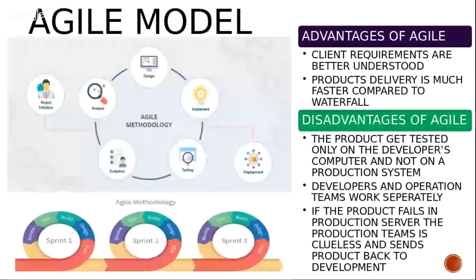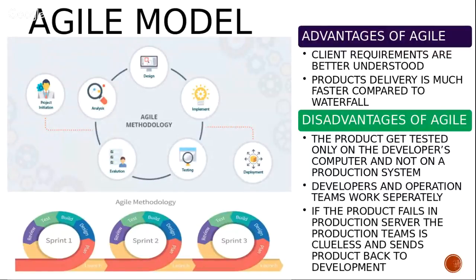After the developers are done with the sprints, the disadvantages of agile: the product gets tested only on the developer's computer and not on the production system. Since there are 2 teams involved, the developers team and the operations team, once the product is moved from the developers server to the operation server, chances are dependencies on the 2 servers might not be the same, and the product might crash or have some issues on the production server.